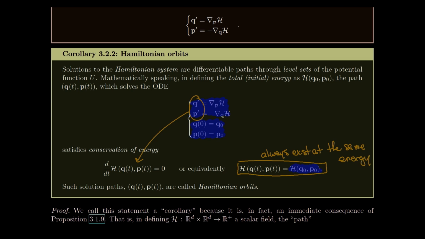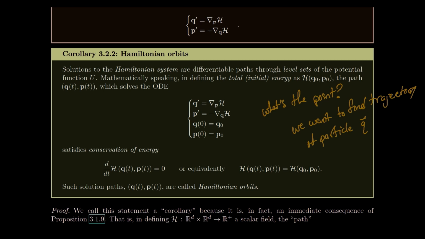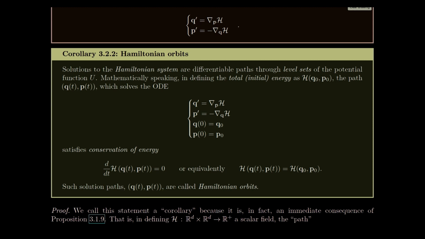So in some sense, we're using physical intuition to describe trajectories, because what's the point? We want to find the trajectory of a particle or whatever we're working with, but let's just call it a particle Q, right? So if Q represents the position of a particle at some point in time, we really want to find its trajectory. How can we actually construct a system which will predict this for us?